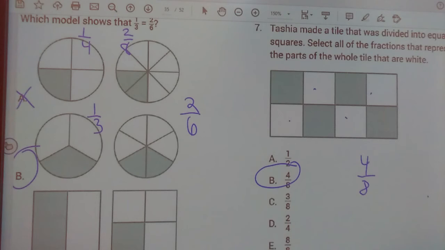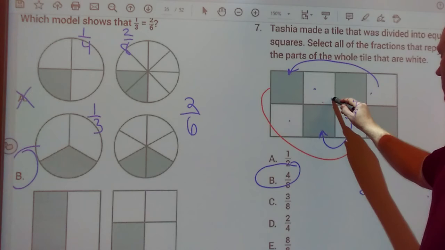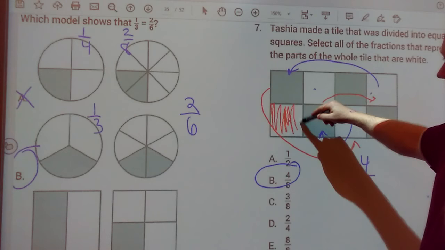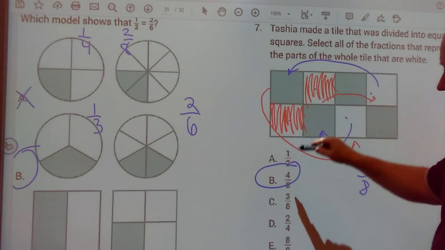Now, if I take all 4 whites, put these 2 whites over here, and move these 2 over here, so all this is shaded, and all this is clear, so that means I'll have what? Two equal parts and 1 shaded. So we know A is an answer.